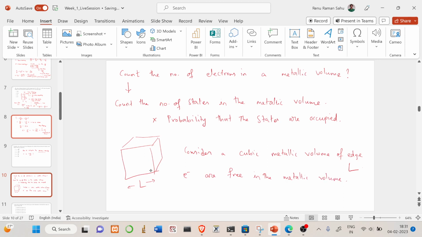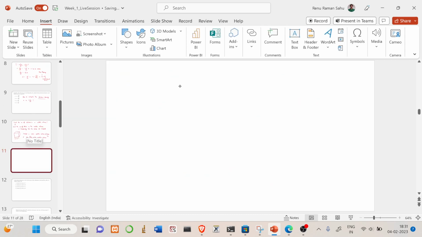What it means is that the electron feels no potential in this volume of length L. So let us look at just one of the directions, and then we can understand how we count the number of states. So consider this along x, this is x and this is the origin 0 and L. So in this metallic volume along one direction, the electron can be in various states.